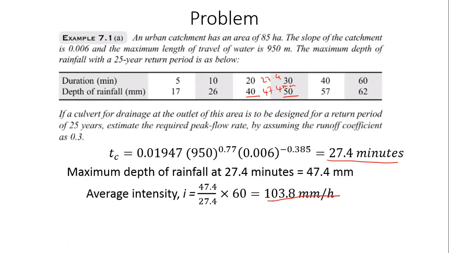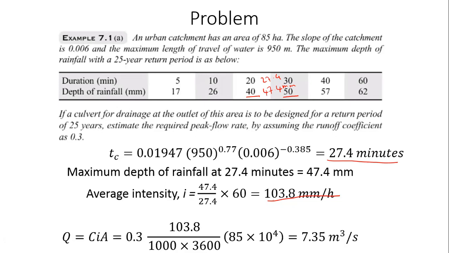In reality, you have not received that, you have received something else. But given this piece of information, this is the best we can do, right? So we have the average intensity. So now you can simply apply that equation, Q equal to CIA. C is given to you, 0.3 is your runoff coefficient. The rainfall intensity, you have to convert it to millimeters per hour. You can keep it as millimeters per hour, then you will get your answer. It will be in mixed units, right?